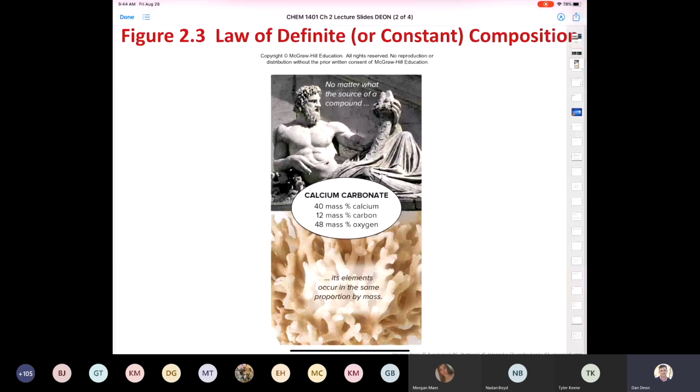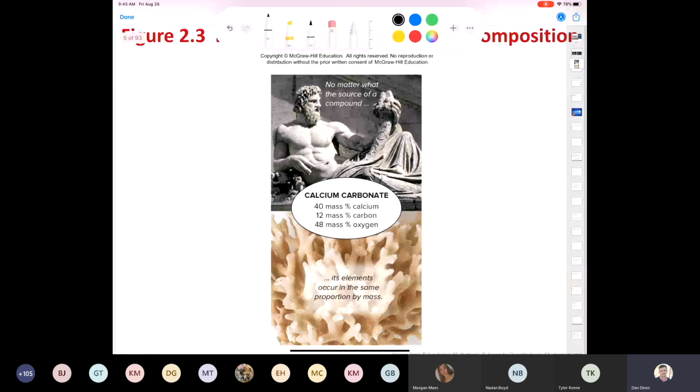It says, no matter the source of a compound, its elements occur in the same proportion by mass. So there's a compound called calcium carbonate. And I know we haven't spent a lot of time looking at the periodic table yet, but I'll just write down here the formula for this compound. It's Ca for calcium, C for carbon, and then O3. So this is calcium carbonate, okay?